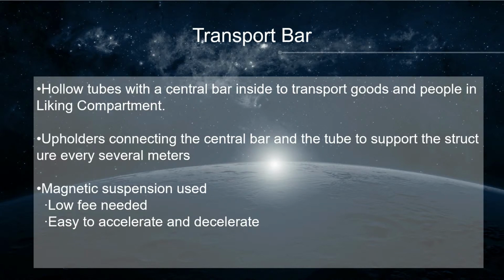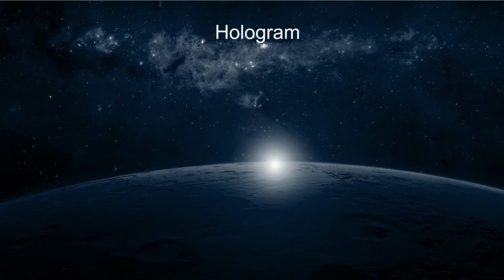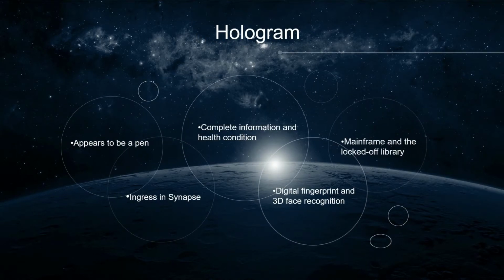Every member in Synapse holds a hologram device. It appears to be a pen which is light and easy to hold. But when we shake it twice, the hologram inside will automatically pop out. The hologram contains two sections. The left-hand side holds the user's complete information and health condition, including height, weight, and health-related indexes, etc. The right-hand side mainly demonstrates the user's contribution in Synapse and also his or her work completion progress.